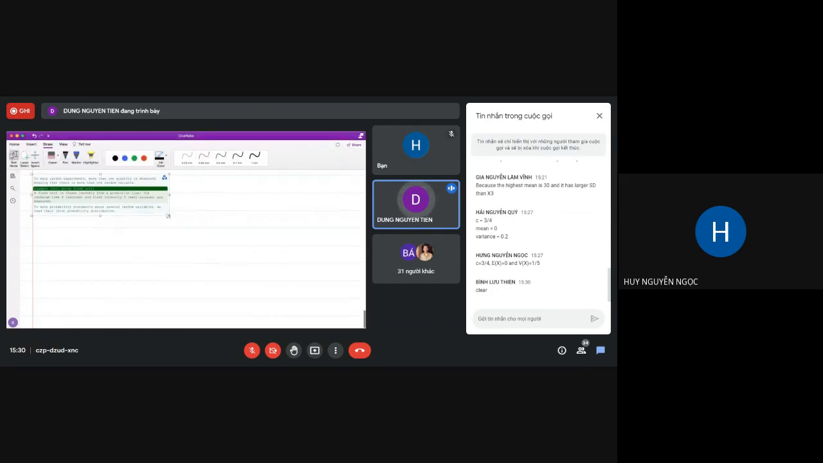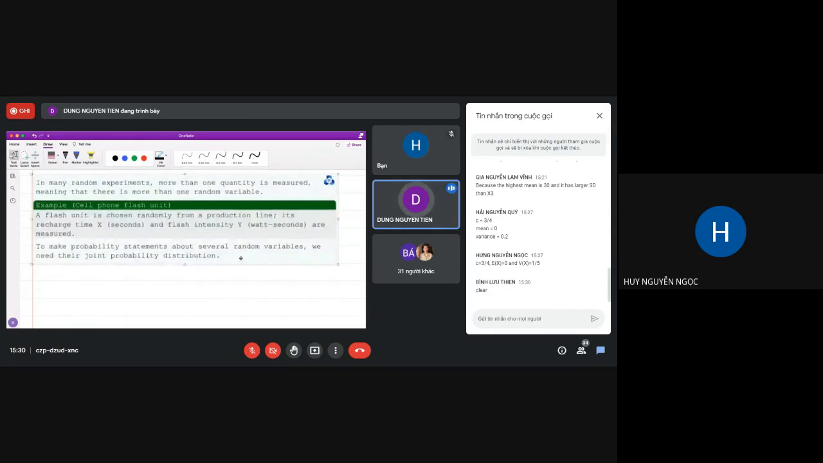Now I want to move to the last part of this chapter, in which you need to deal with a vector. In many random experiments, more than one quantity is measured. It means that there is more than one random variable. For example, if you select a flash unit to check from a production line, you may want to measure the recharge time and the flash intensity. So you can consider them all together at the same time, right? It means that you need to deal with a vector of two components, all right? And each component is a random variable.